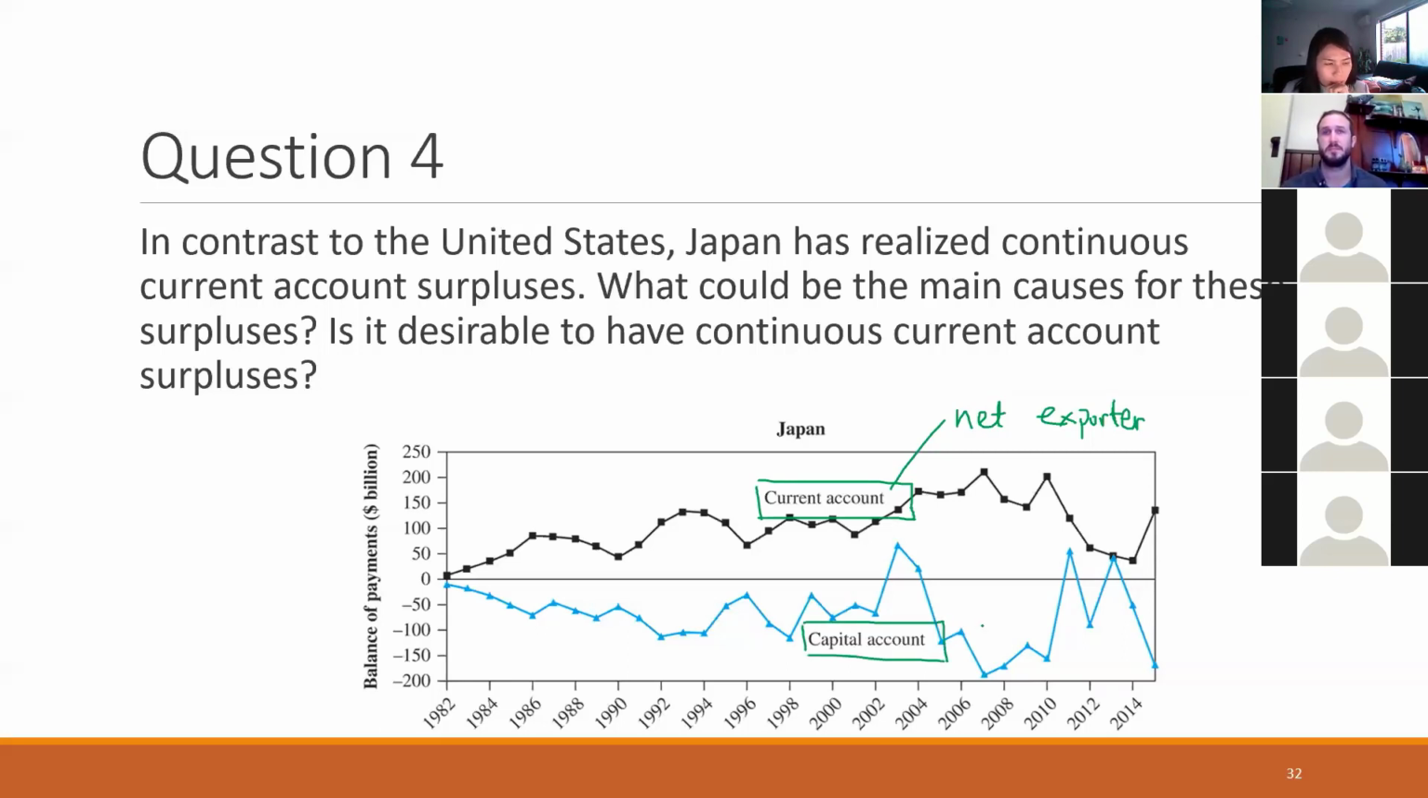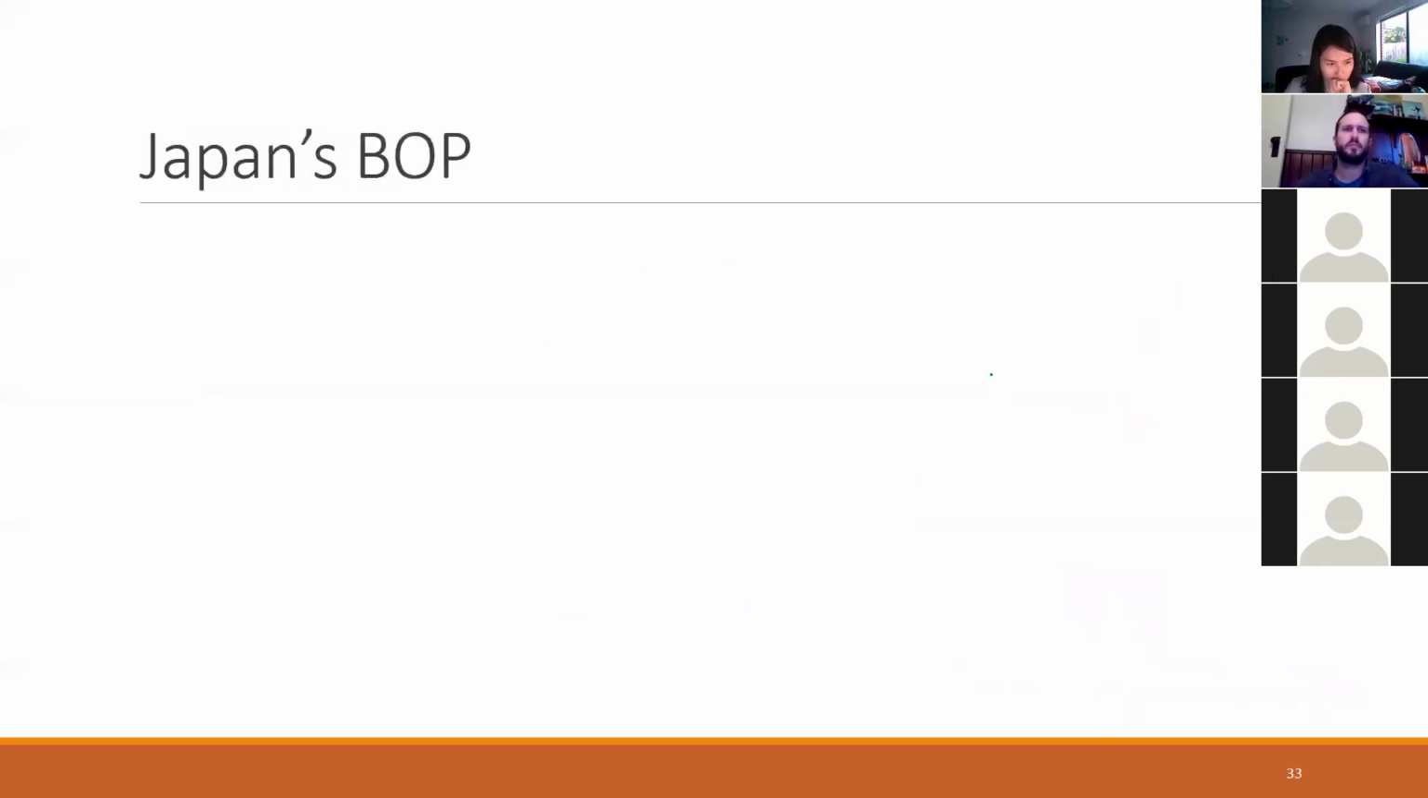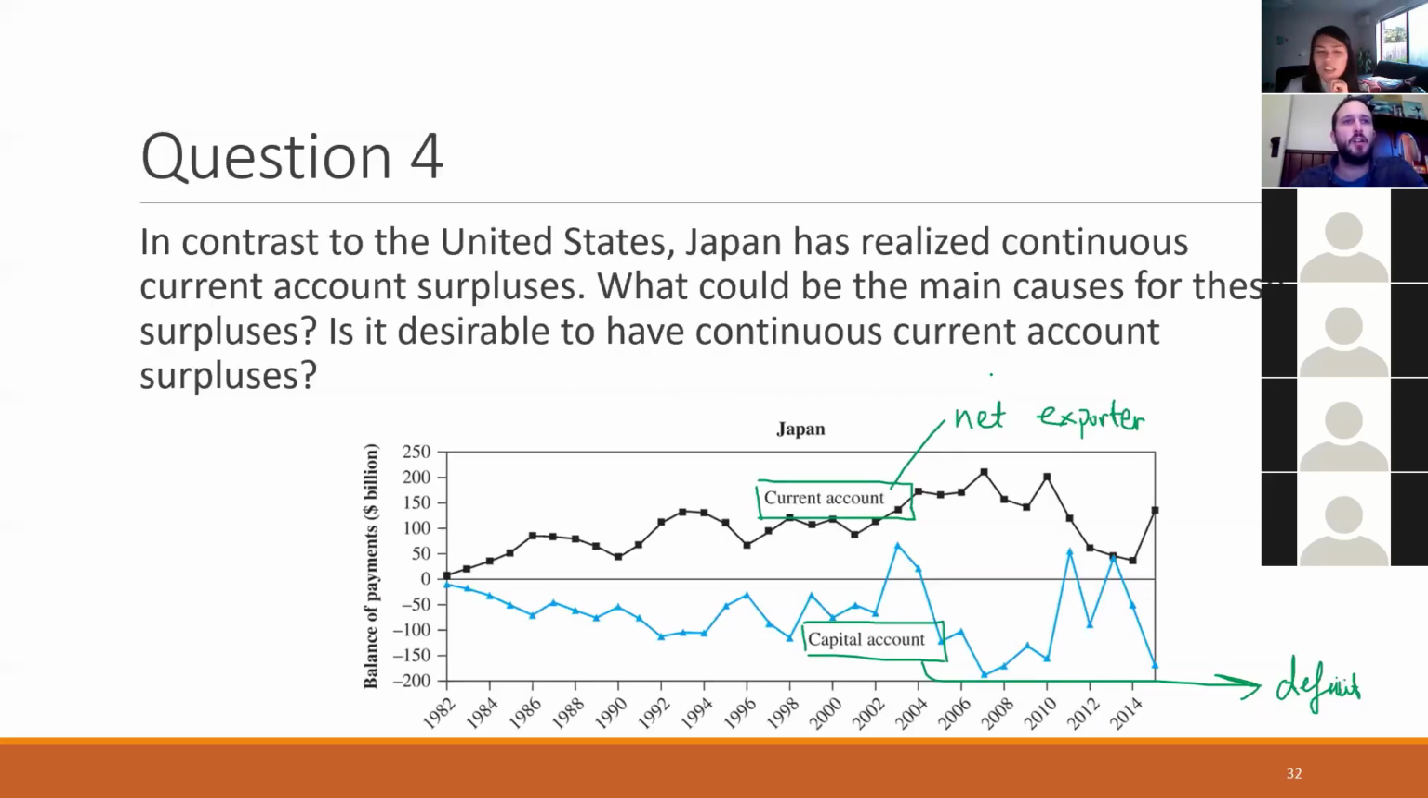At the same time, if we look at their capital account, we will see that overall the capital account is in deficit, okay? So what does that mean? That means Japan has been producing goods and services to sell to the world, and at the same time, they have invested more in foreign assets relative to foreign investors investing in Japan. So why is that the case? Why are they investing overseas instead of domestically? Why do they have a current account surplus and a capital account deficit?